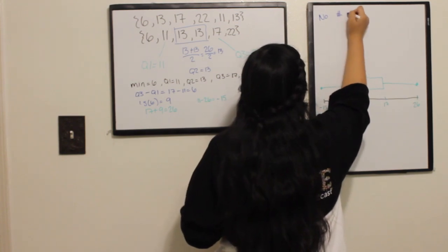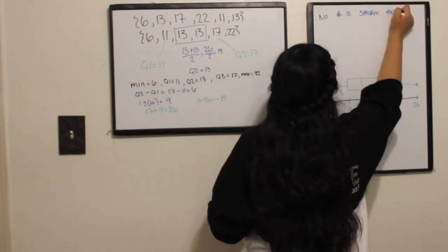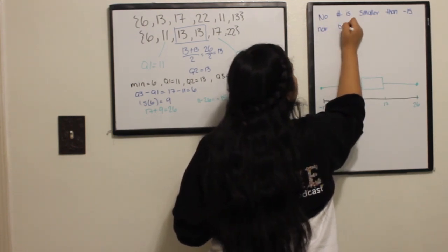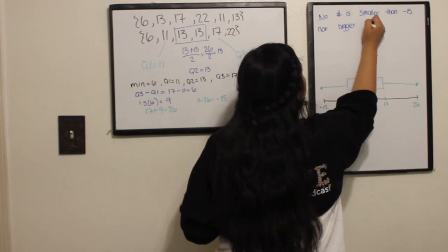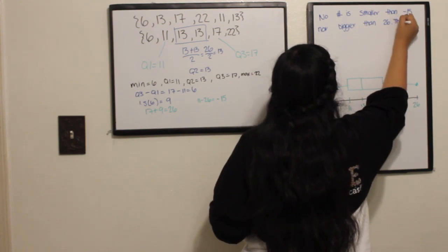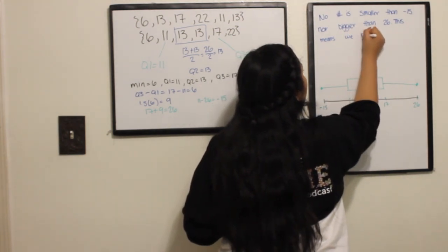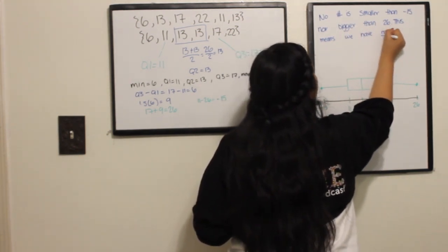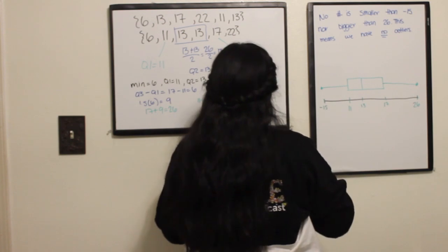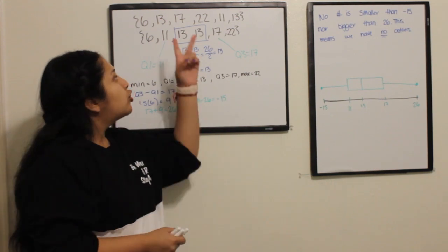No number is smaller than negative 15 nor bigger than 26. This means we have no outliers. So that is how we're going to do a presentation for an interquartile range with 2 medians.